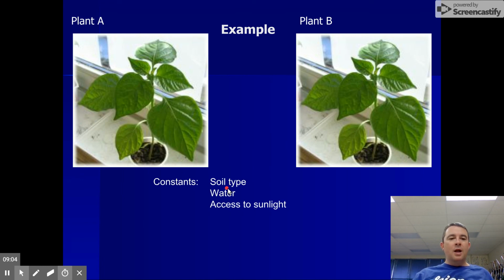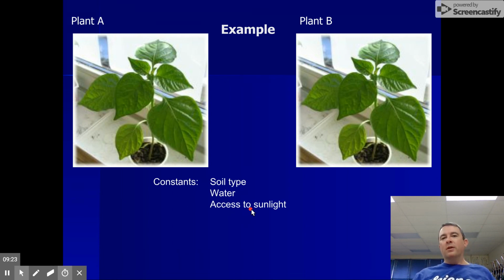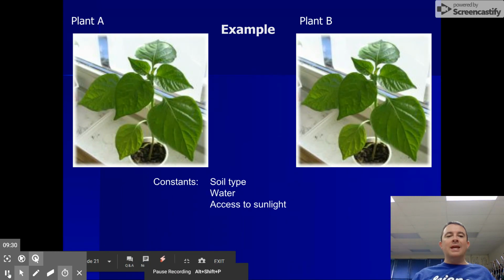Maybe it's not soil that would be found in western or central North Carolina. Maybe it's a store-bought potting soil. I'm going to give them the same amount of water and the same access to sunlight. We call these experimental constants. So there's really only going to be one difference in how I treat these two plants. And that one difference is called the independent variable.